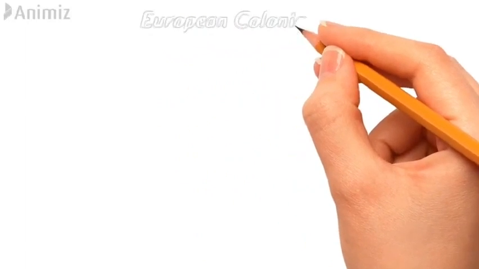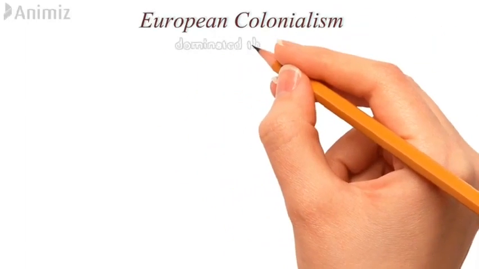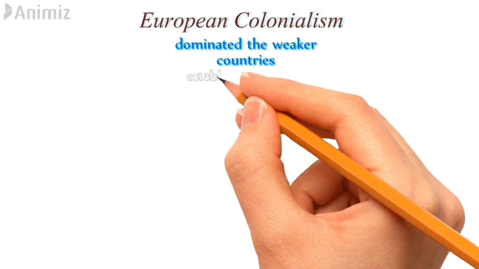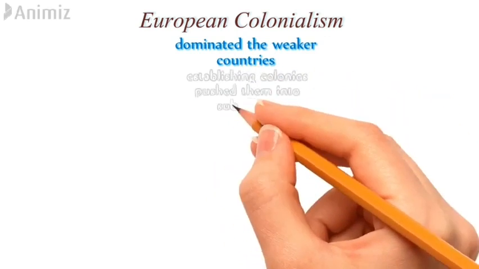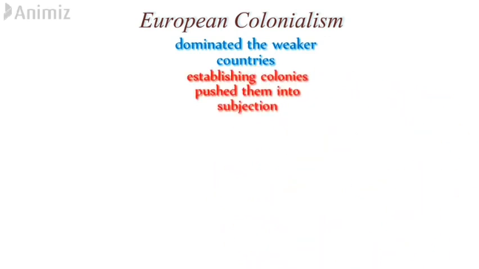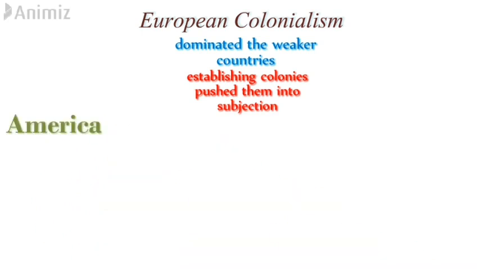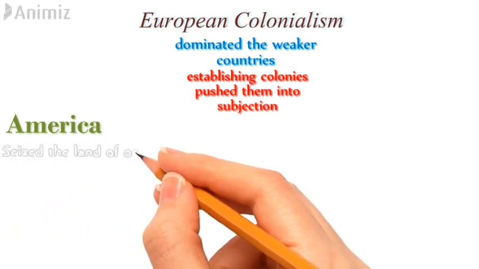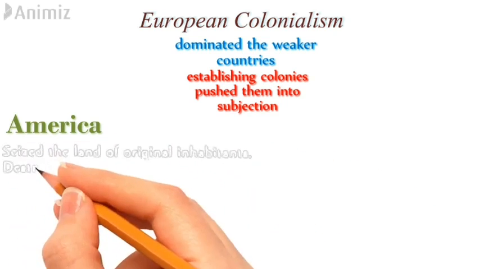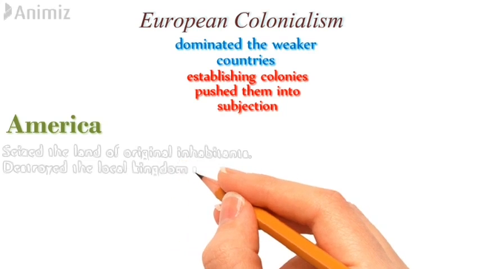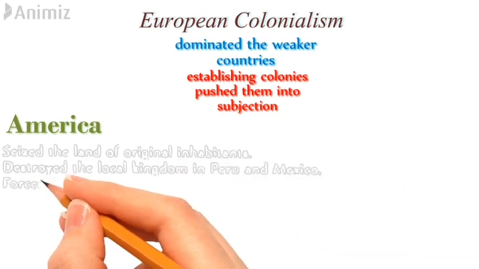Let's continue our second chapter, European colonialism. As we know, European countries dominated the weaker countries by establishing colonies there and pushed them into subjection. Among the dominated countries was America. The European migrants seized the land of the original inhabitants in America.